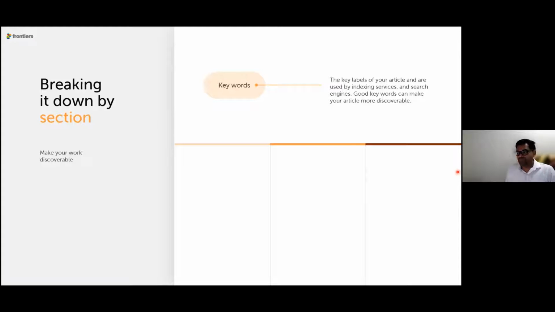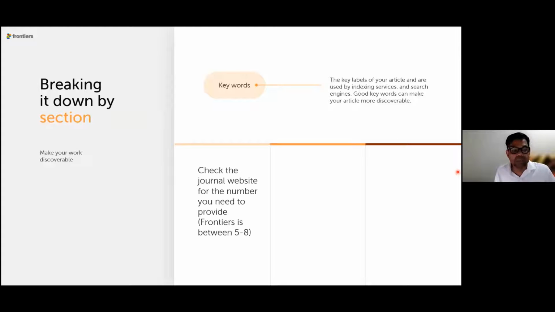Now, keywords are the labels of your article and are used by indexing services such as Google or Scopus. Good keywords can always make your article more discoverable. As I mentioned, keywords should be different from your title, okay? Because the title is already there, so when we search something, words from titles already come. So these keywords should have words different than your title, okay?